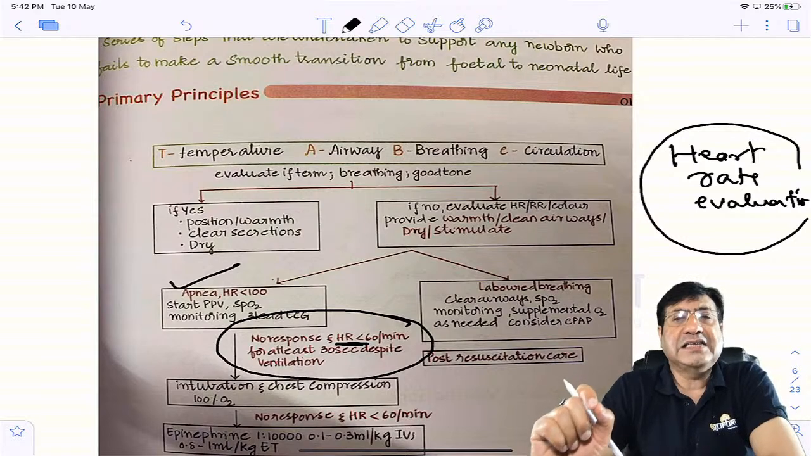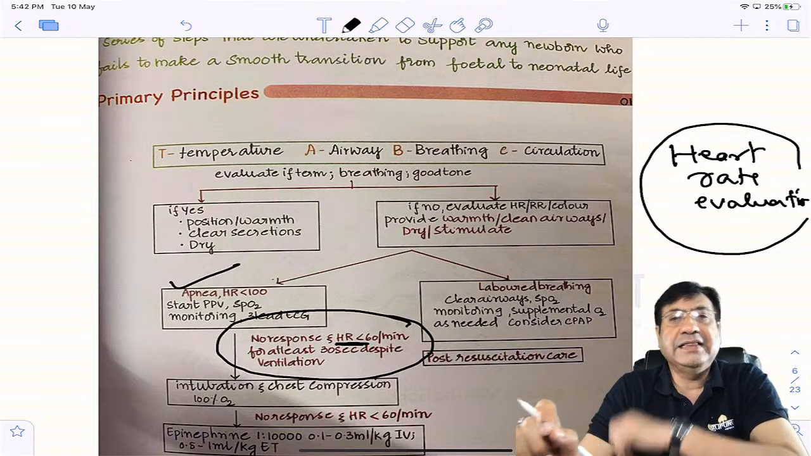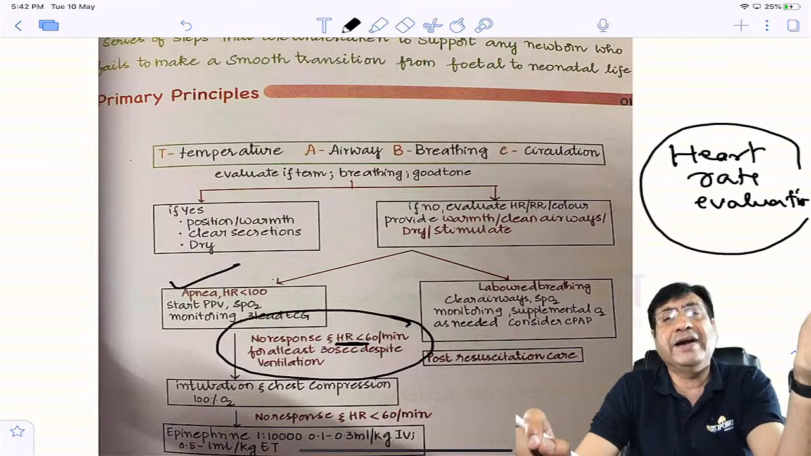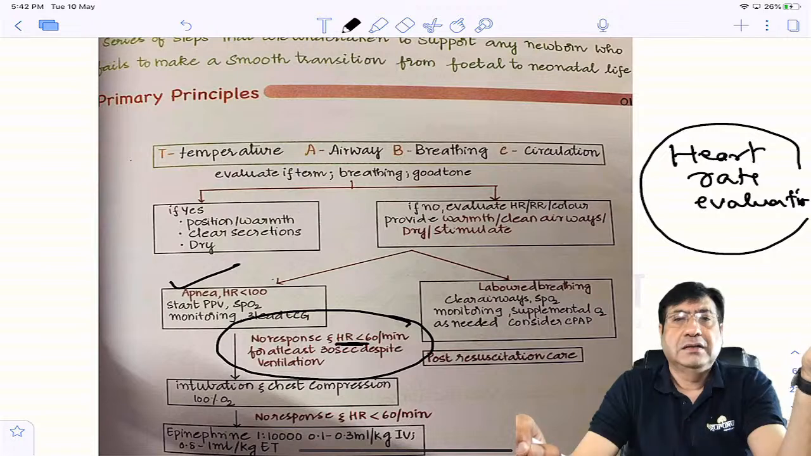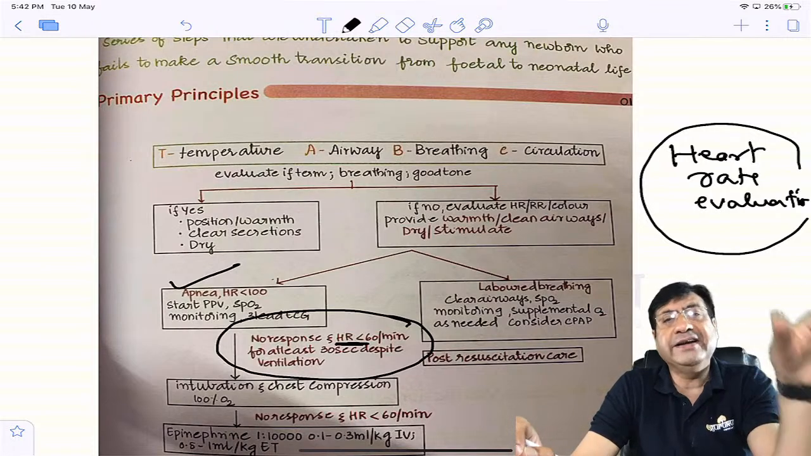And until the child's heart rate has improved to more than 100, as long as it is less than 100, we call it neonatal bradycardia. So until the heart rate of the newborn has come to over 100, the neonatal resuscitation steps should be continued.